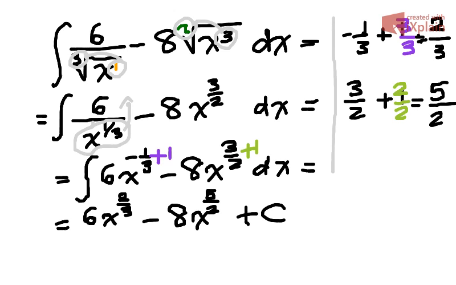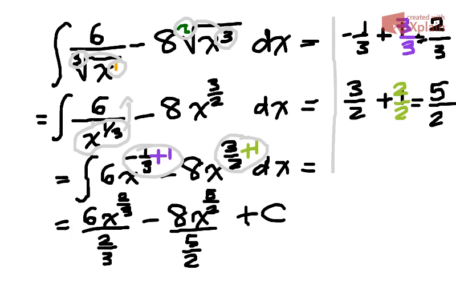There is one thing missing in each of these terms that hasn't been done yet. Once we have added the exponents, we have to also divide the term by that sum. And same with the next one, 3 halves plus 1, 5 halves. So divide the term by 5 halves.